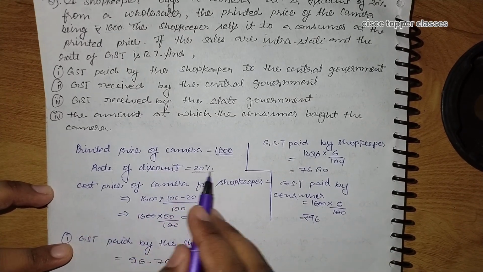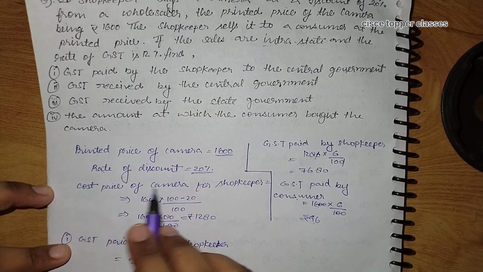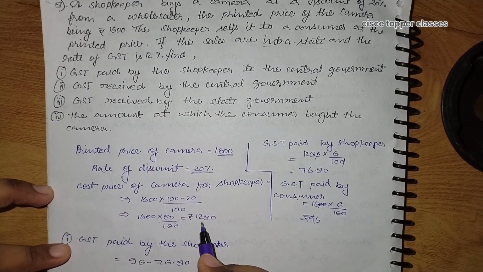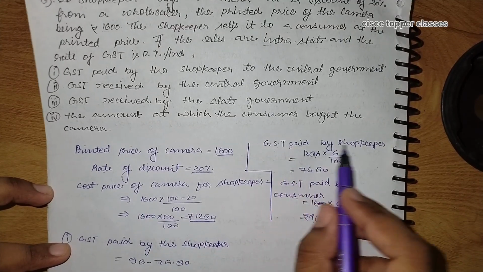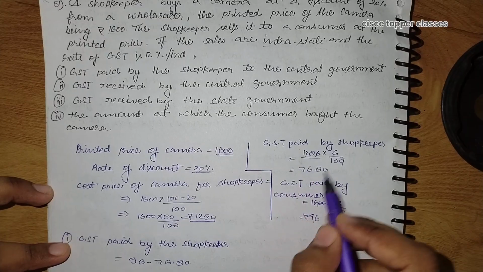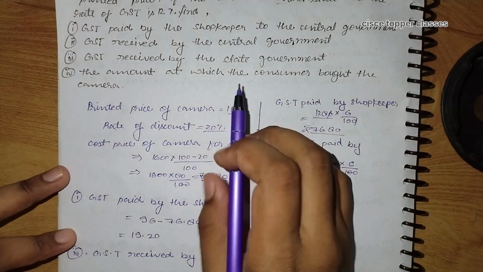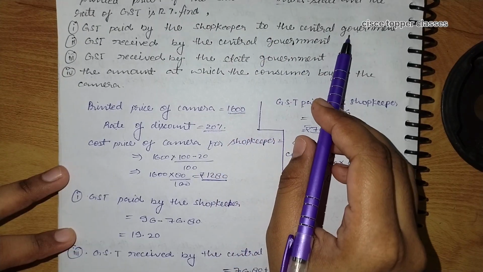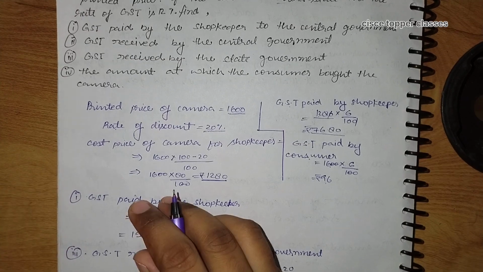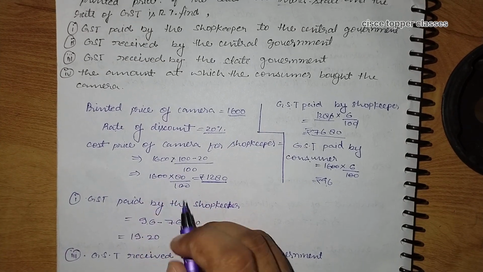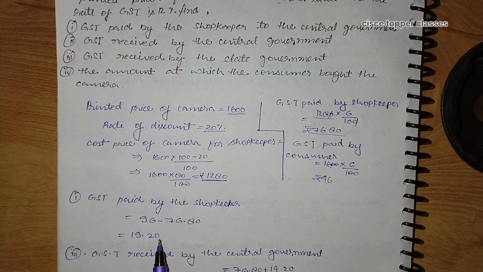And here rate of discount is 20% for the shopkeeper here. So this will be cost price for camera for shopkeeper, the discounted price, which will be 1280. So we will find GST paid by shopkeeper on 1280. So this is 76.80 rupees. Now the first part is GST paid by the shopkeeper to the central government. If you have to find, this will be 96, means output CGST minus input CGST. So this will be output minus input. So here 96 minus 76.80 will be 19.20.